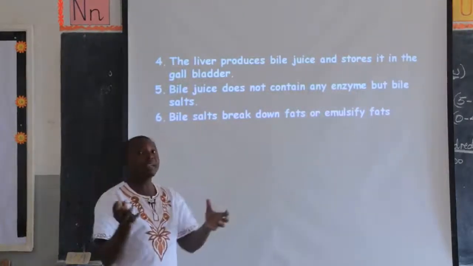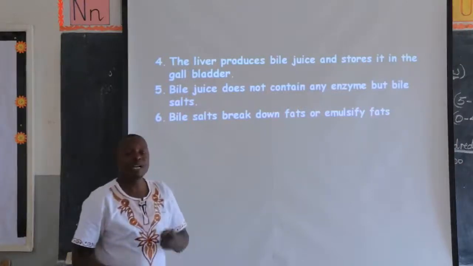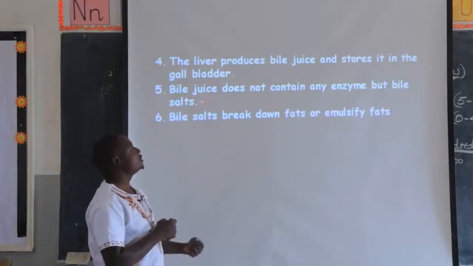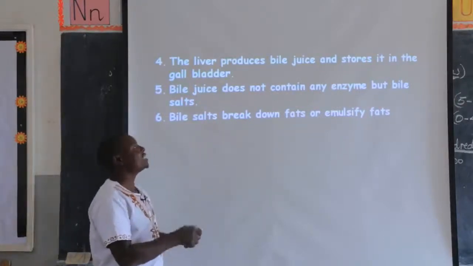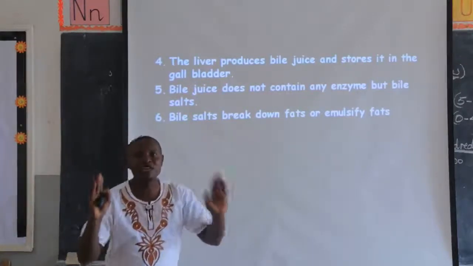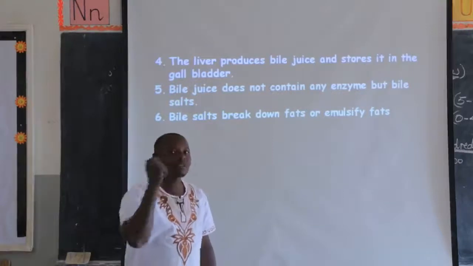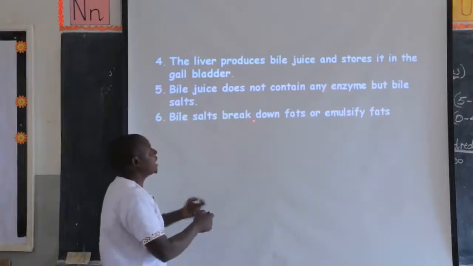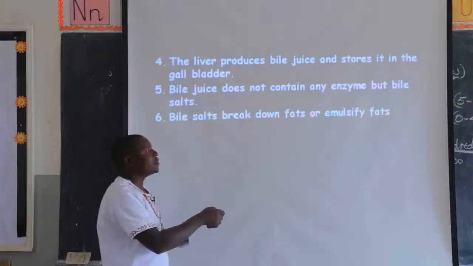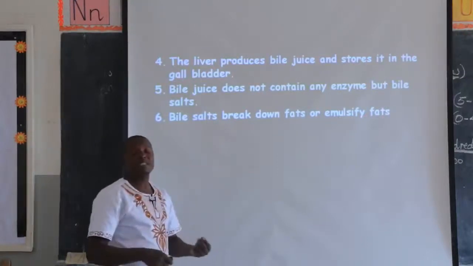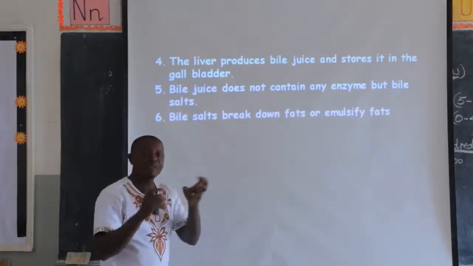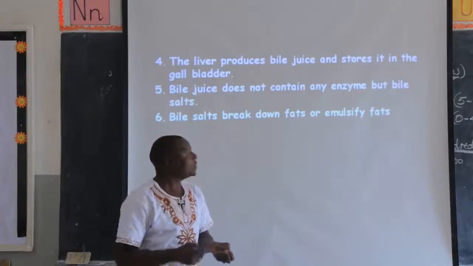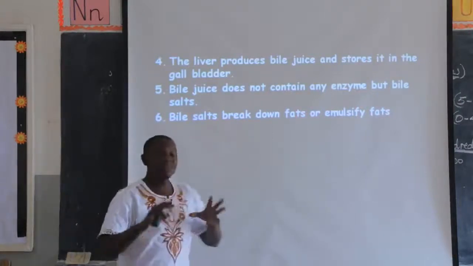After the liver has produced bile, it is stored in the gallbladder. Then another thing that we need to know about bile juice: it does not contain any enzyme, but it contains bile salts. The bile salts help in breaking down fats, or they emulsify fats. They break down fats into small particles. Okay? When it breaks them down, some of them can be absorbed in the body.